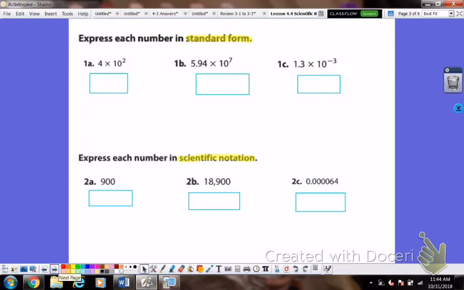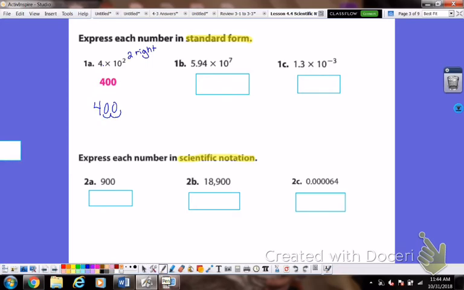Express each number in standard form. So 4 times 10 to the second. This 10 to the second is positive 2, so we're going to move the decimal 2 to the right. We want to think about 4.0. So 4, it's right there. We move it 1, 2, fill in our empties with 0. So our final answer there is 400.